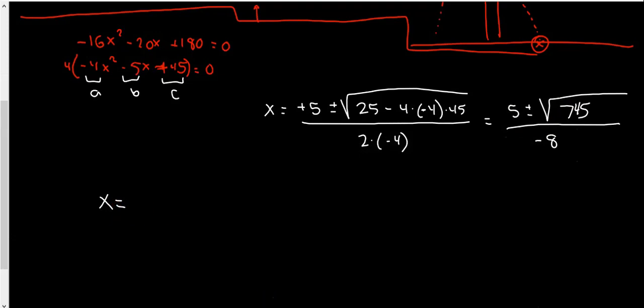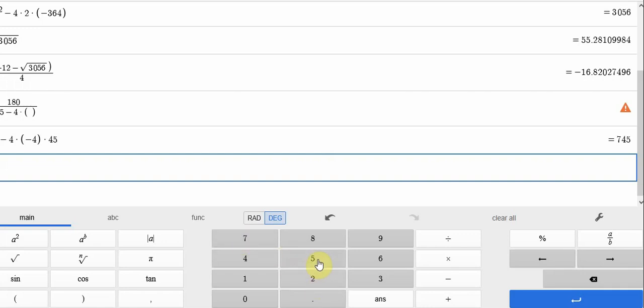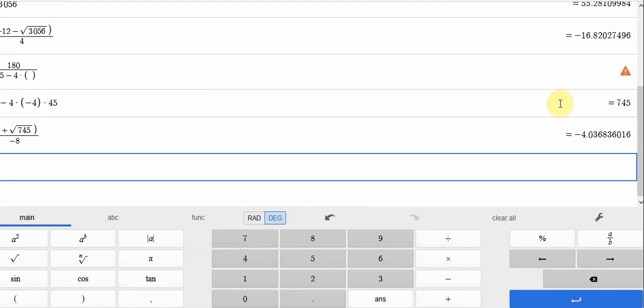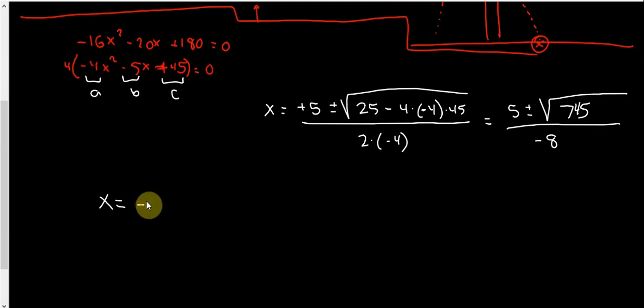So let's use the calculator to do that. We'll go 5 plus the square root of 745, put in a parenthesis, divided by negative 8. And that gives us negative 4.0368. If I round to two decimal places, the 6 is above 5, so negative 4.04. There is one of the x's.